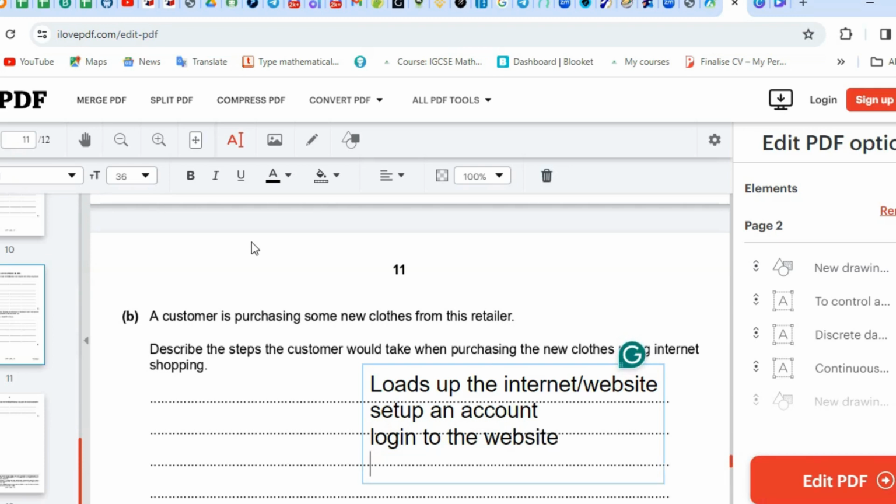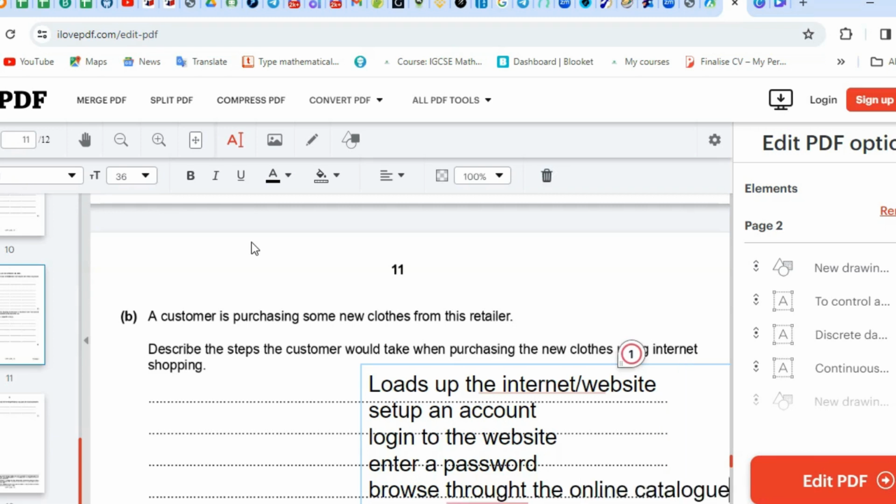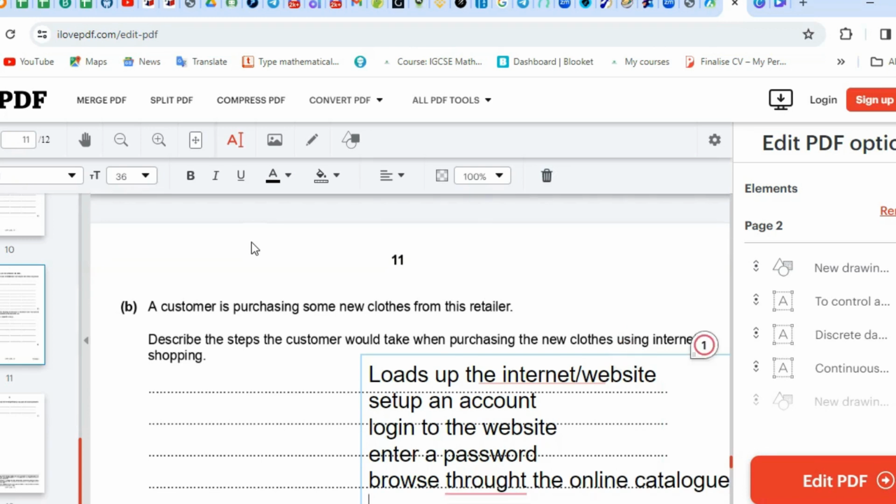After you log in, what do you do? You enter a password. Then you browse through the online catalog to check what you want to buy. Then what next? You click on the items required.